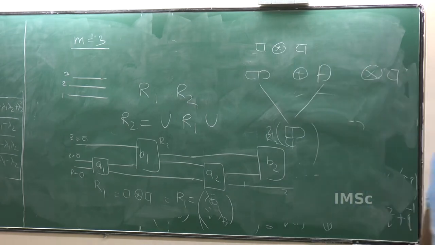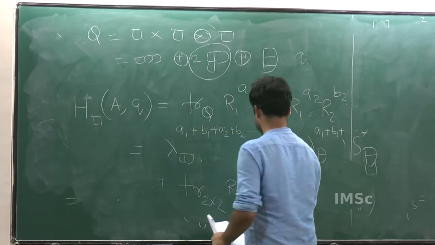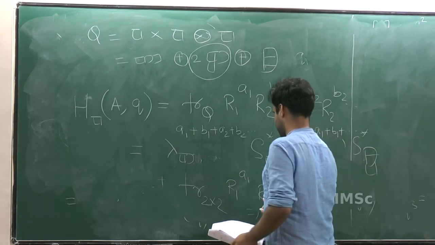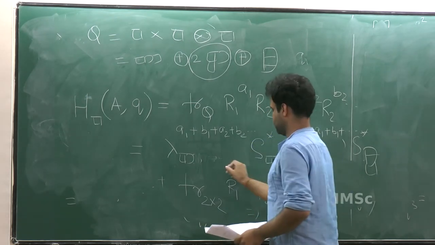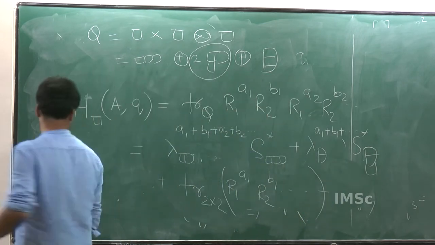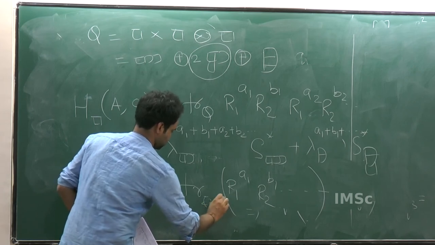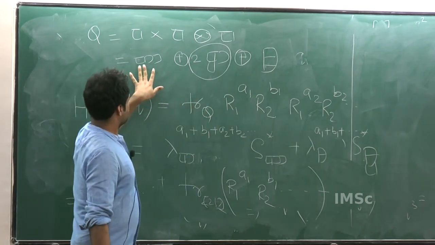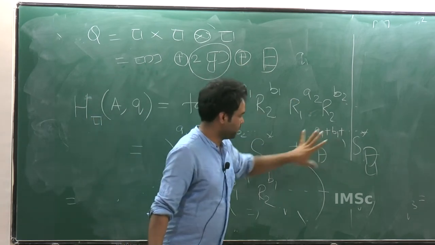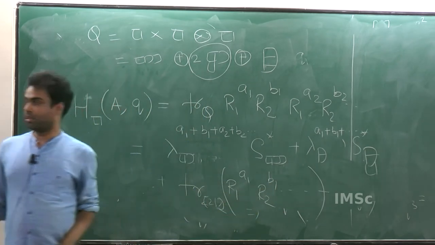So plus trace over 2 cross 2 matrix, R1 to the power A1, R2 to the power B1 and so on. And this is just trace over 2 comma 1. And this is, because the rest we have is this term. From the symmetric box, we get this term. From the anti-symmetric, we get this term. For 2 comma 1, we'll get this. So trace over 2 cross 2 matrix, because we have a 2 path.